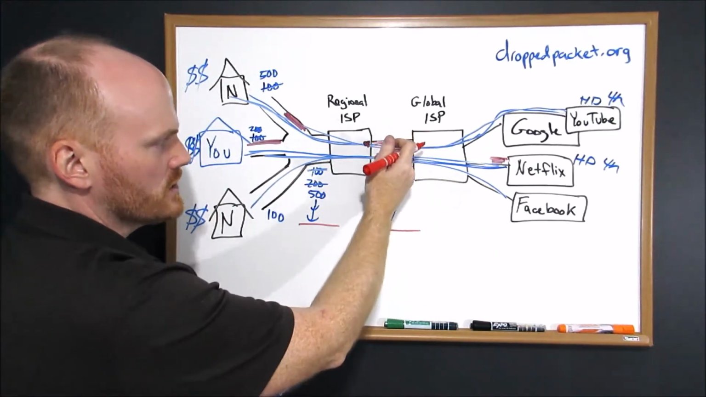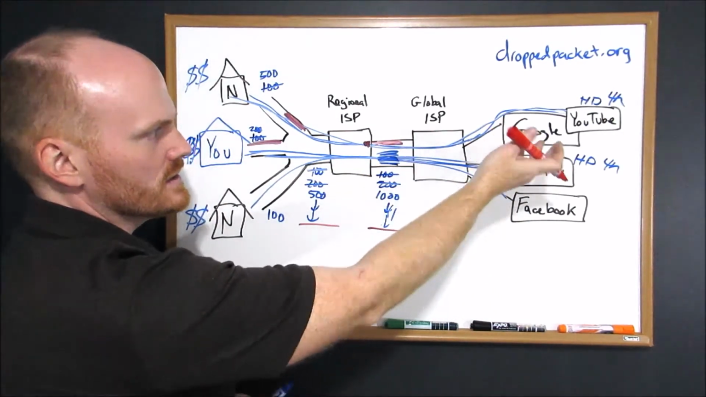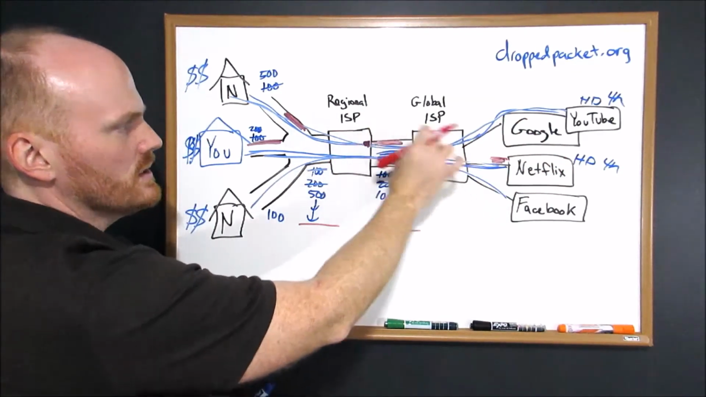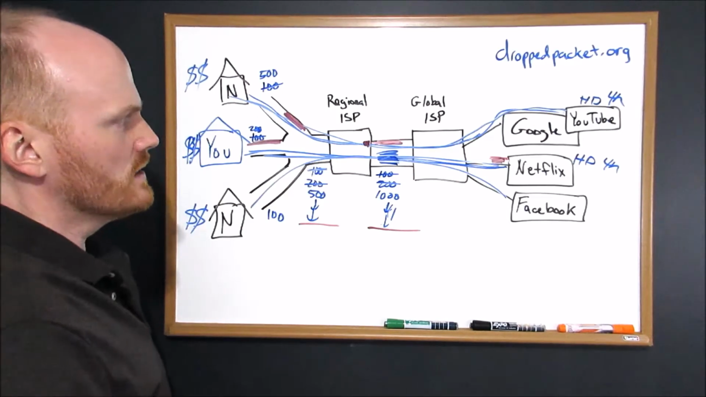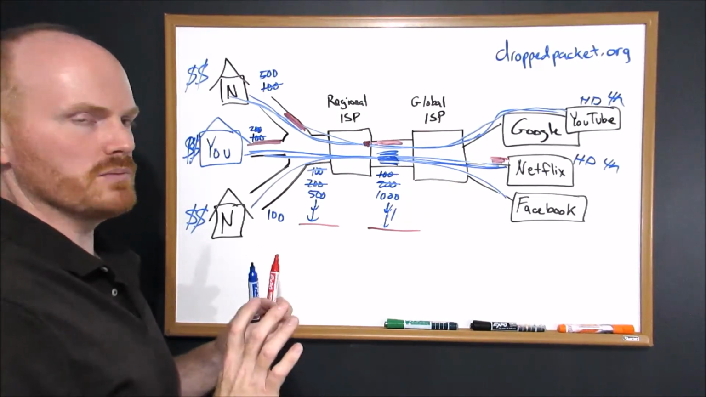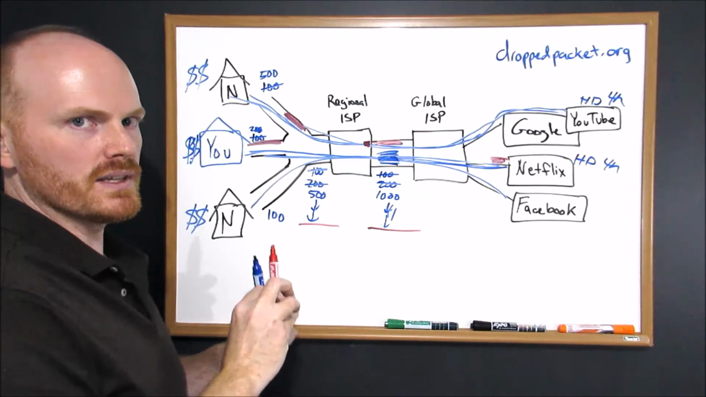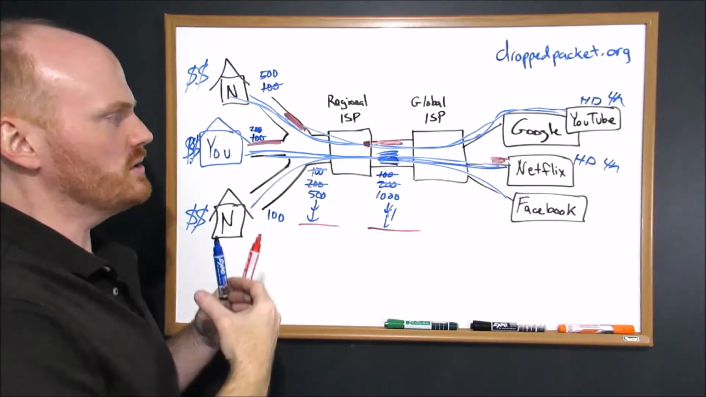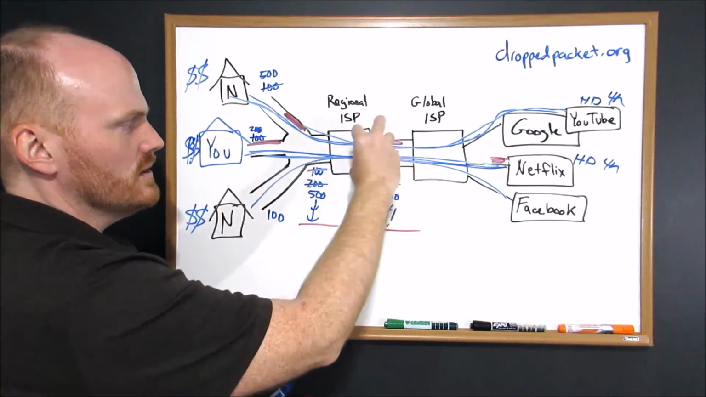Facebook is going to get shoved down. Let's say in this, just for an example, Google, YouTube, they're going to get shoved down. Netflix, everything's happy. So it's almost like they're able to oversubscribe within already oversubscribing. So they get to put more traffic on the same pipe.